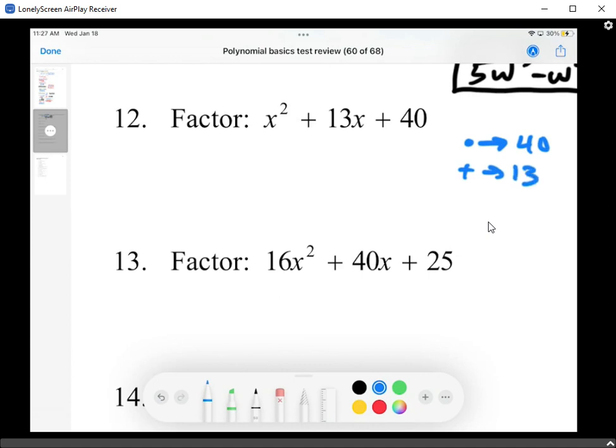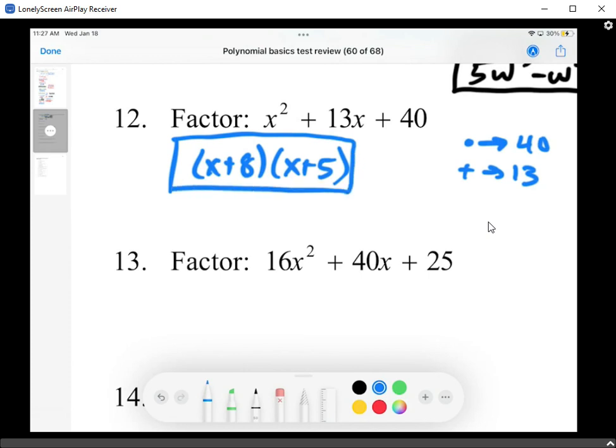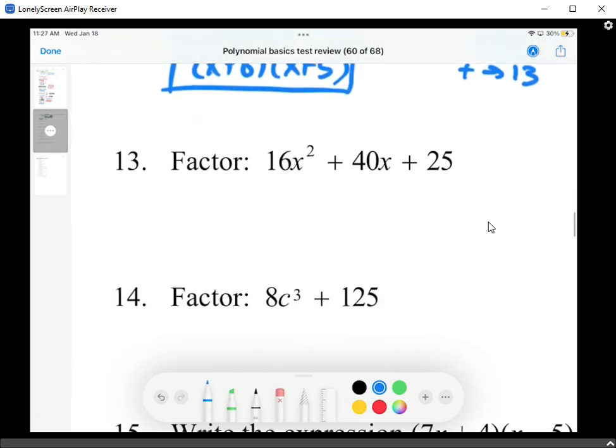Y'all, we can get this quick and easy if you just use that multiplication chart, use a little bit of number sense. Your two numbers are 8 and 5. That's going to factor down into x plus 8 times x plus 5. Boom. Dunzo. Go on to the next one. The next one, we got to use that slip and slide method.